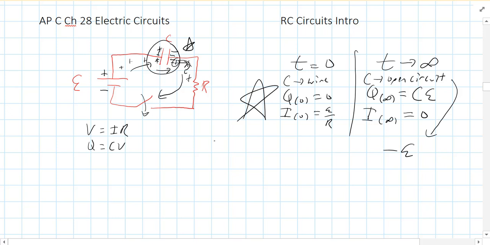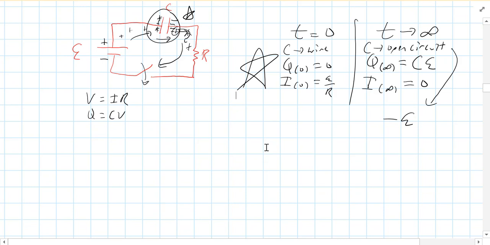problem. Okay, so now the question is, how about those in-between times? What about between 0 and infinity? Okay, well, then we got to do some math. So in order to do this math, we're going to start with Kirchhoff's loop rule. We know that the net change in voltage around a closed loop is 0.